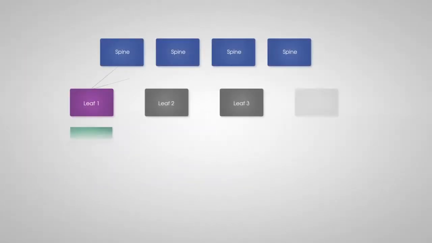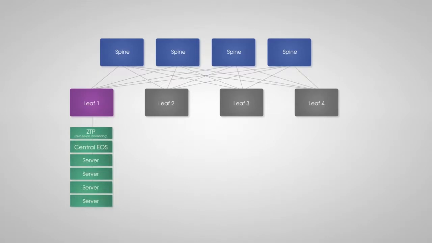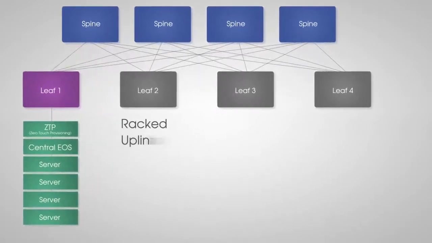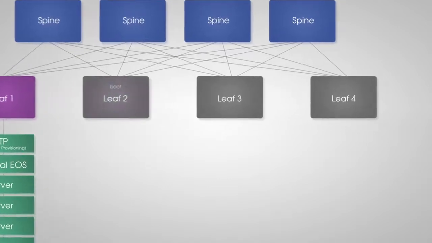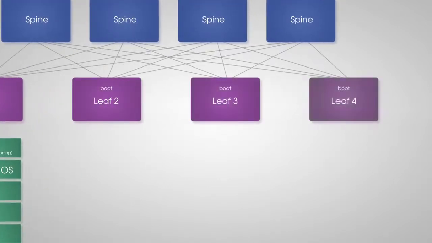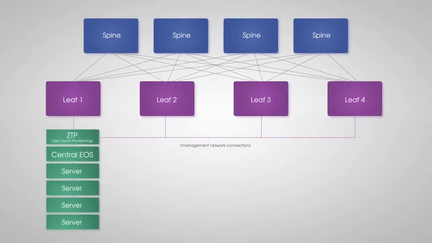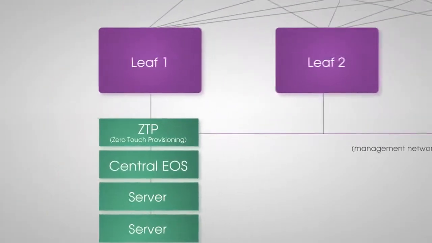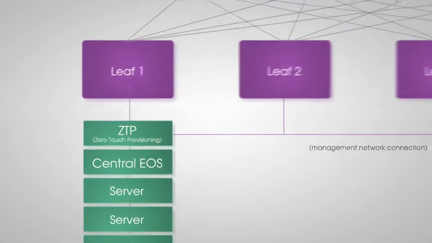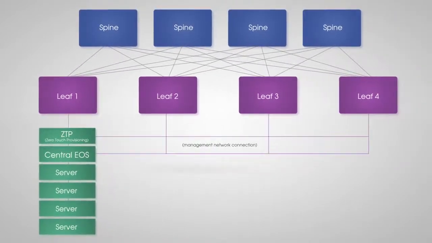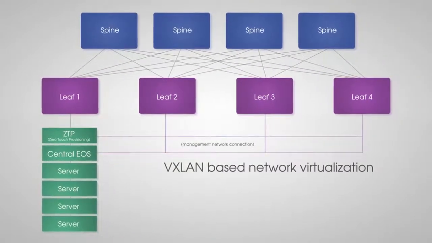To start with, let's assume a simple four-way network spine has been provisioned. Then each leaf switch is simply racked, plugged into the uplinks, the management port, and of course, power. The leaf switch boots up, connects to the network either in-band or out-of-band, is automatically addressed, imaged, and provisioned with its initial configuration, all via Arista zero-touch provisioning. The leaf switches then connect to the central EOS image to enable VXLAN-based network virtualization.